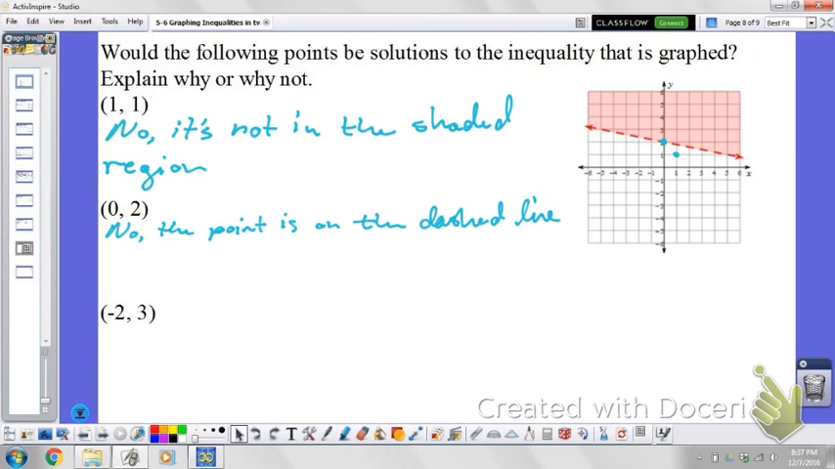The last point we need to check is negative 2, 3. So let's go ahead and plot negative 2, 3, which will be right here. And if you check, negative 2, 3 is in the shaded region, so yes. The point is in the shaded region.